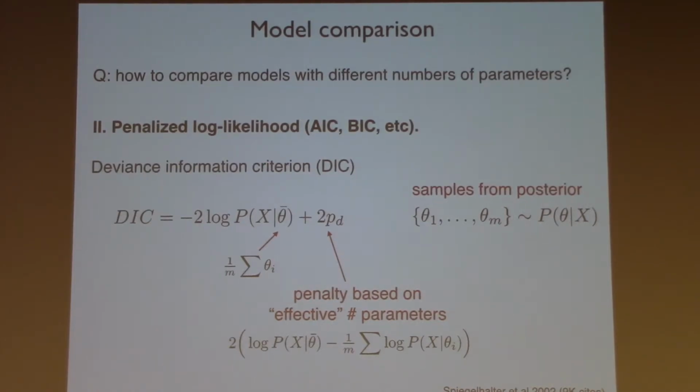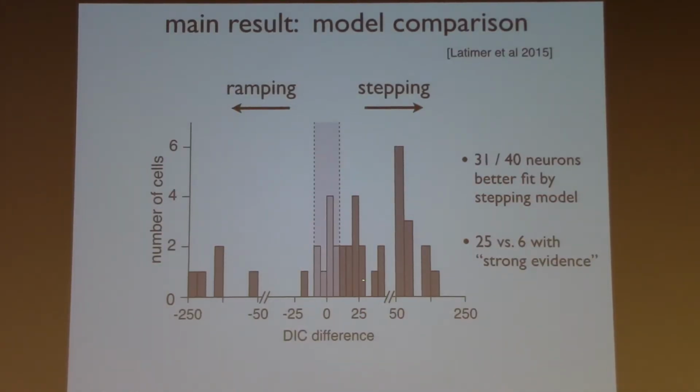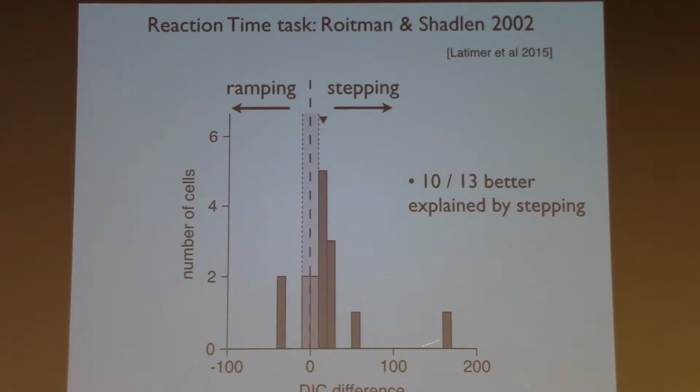And as Conrad mentioned, that's what we used in our paper. We used the DIC, and we found this result that more of the cells were better explained by the stepping model than by the ramping model. We got a similar result when we applied this to data from Rutgers and Shadlin in 2002, which was a reaction time version of the data set.